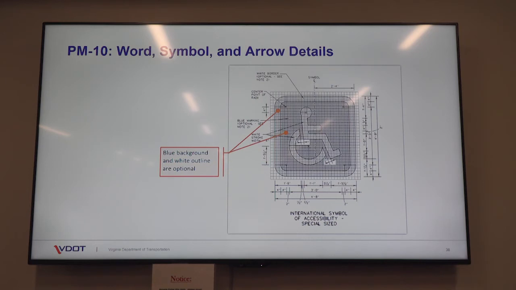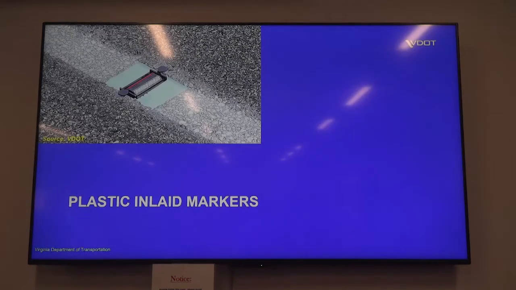Okay. New to the standards this year are the inlaid markers, the PIMs, if you will, the plastic inlaid markers, and these are replacing our old snow plowable raised pavement markers, you know, the heavy, clunky things that get pulled up out of the road quite often. So these are shown to be equally durable, or even more so, with a lot less potential for the problems that were associated with the old snow plowable raised pavement markings.